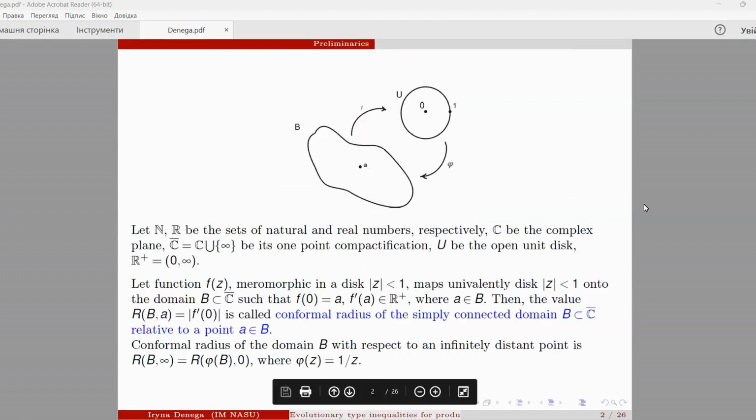Let N, R be the set. My screen is visible? Yes. Yes.